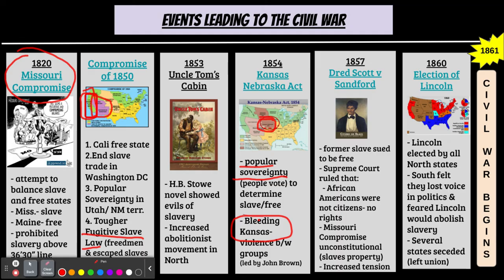The Dred Scott case was also a dividing issue. He was a former slave that sued to be free. The Supreme Court ruled that although he was living in a free state, he was always considered property. And so it created this constitutional issue of slavery, that slaves were not people, they were instead property. And then the last big event that leads to the Civil War is the election of Abraham Lincoln. And we'll take a look at that in a second, because it showed the true division in our country at the time period.